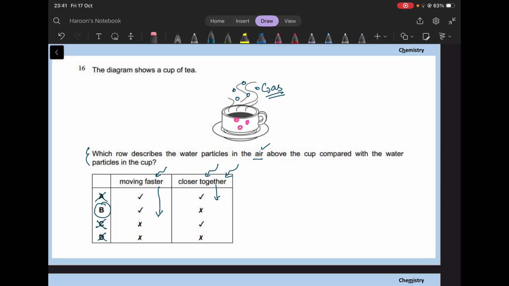A is out because a tick over here means they are closer together. No, they are not. So the correct answer over here should be B. I hope this made sense. Next question.